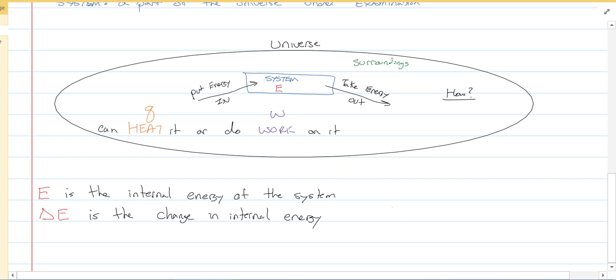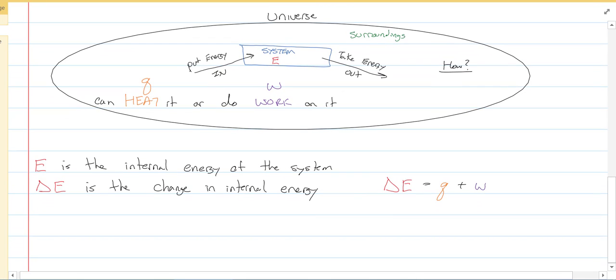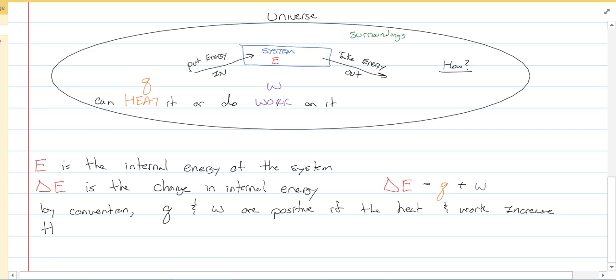Delta E then is going to be equal to Q, the heat, plus the work. Now, by convention, Q and W are positive if the heat and work increase the energy of the system.